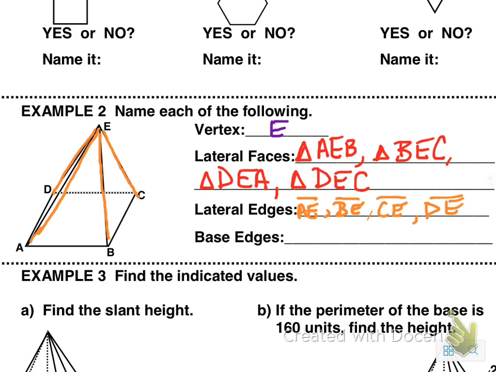For our base edges, to finish this example out, they go along the base. So we have AB, BC, CD, and AD. Hopefully you got all of those right. If not, go ahead and write some questions down so I can answer those when we get a chance.